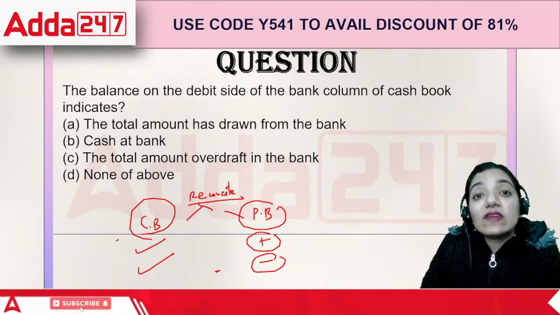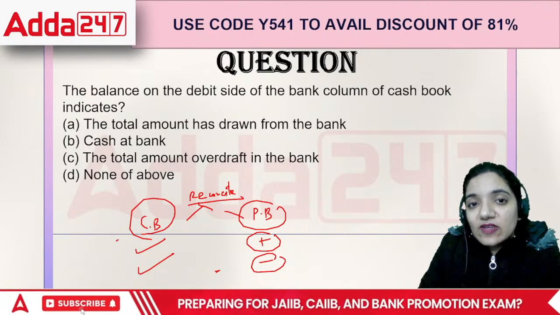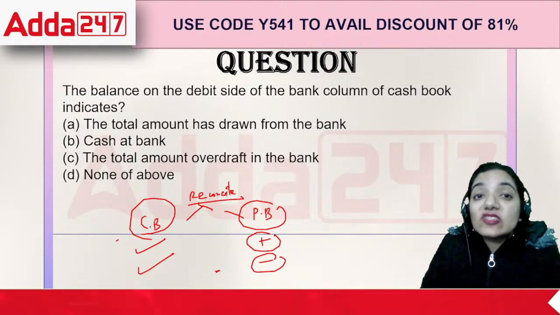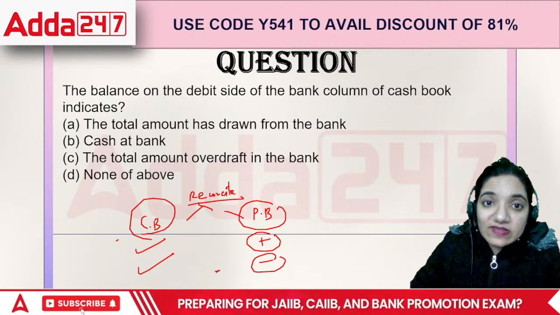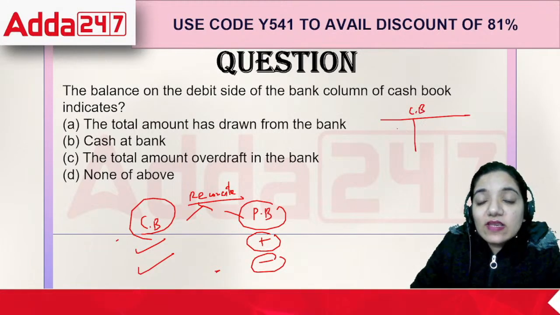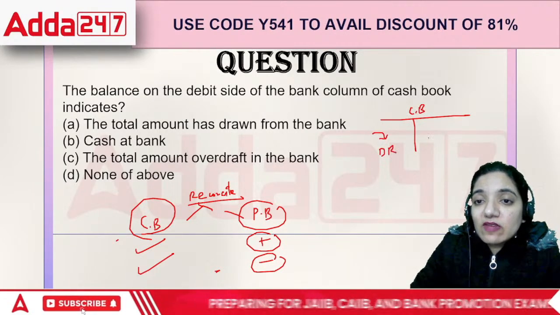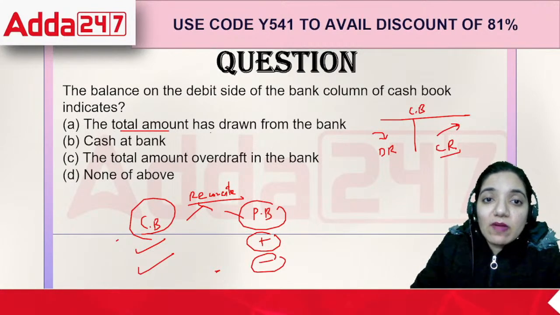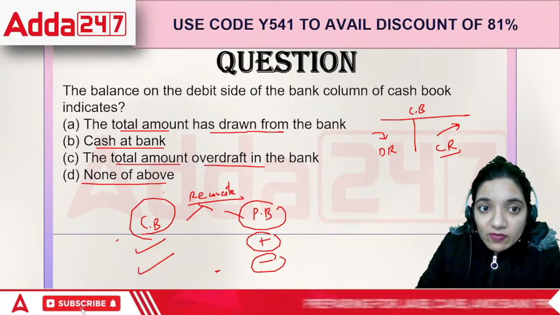So this is the answer. The balance on the debit side of the bank column of the cash book indicates: this is the first question which relates to the topic that we just discussed. See, cash book and passbook are not the same. There are two different parties there. In terms of the cash book, whatever amount we receive comes on the debit side. Whatever amount goes is shown on the credit side. The options: the total amount drawn from the bank, cash at bank, the total amount overdraft in the bank, or none of the above. What is the answer?